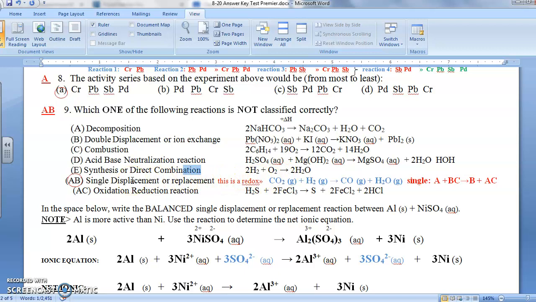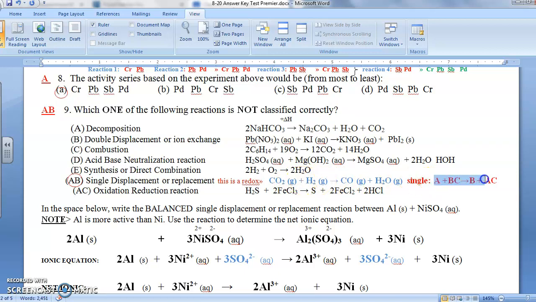Single displacement reaction. In a single displacement reaction, you have one element bumping another element from solution. So here we go. They're saying this is single displacement or replacement. There's our one element. There's our compound. But over on this side, we have a compound in a compound. That is not single. If it was single, the hydrogen would have to be with the oxygen and the carbon would be by itself. The hydrogen could replace the carbon. It didn't happen. We ended up with the oxygen joining the hydrogen. This is not a single.